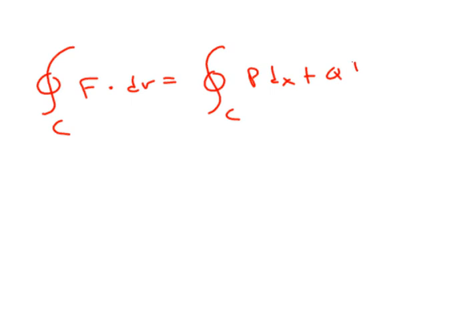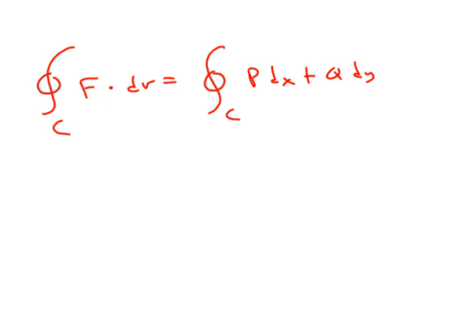It says that the line integral around the closed curve C, F dot dr, is equal to this, P dx plus Q dy. Well, actually, that's just a line integral. That's not what Green's theorem says. But we're going to start here, and we're going to land in an interesting place.